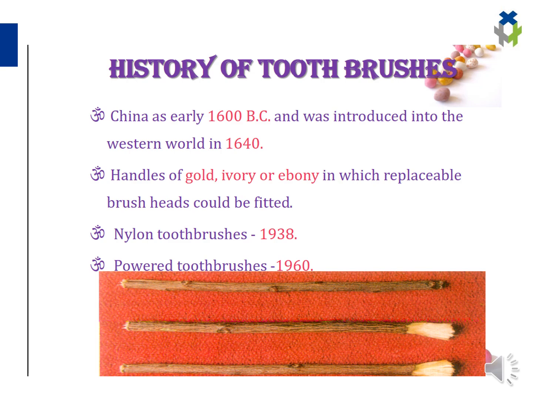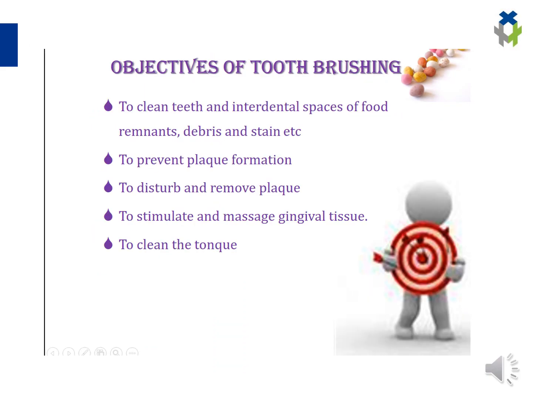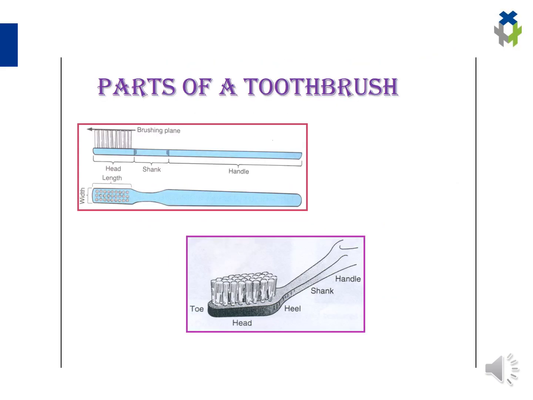Going on to the history of toothbrushes, in 1600 the toothbrush was used in China, followed by the Western world in 1640. The handles were made of gold, ivory or ebony, and nylon toothbrushes were introduced in 1938 and power toothbrushes in 1960. The objectives of toothbrushing are cleaning interdental spaces and food remnants, preventing plaque formation, and stimulating and massaging the gingival tissues.